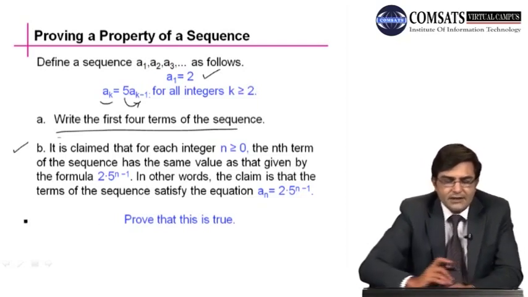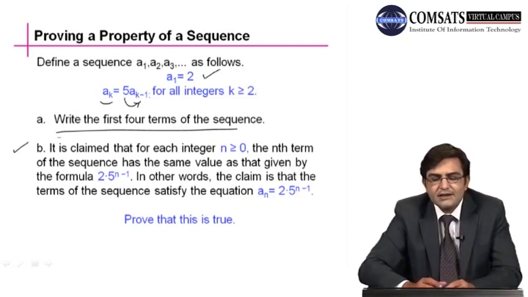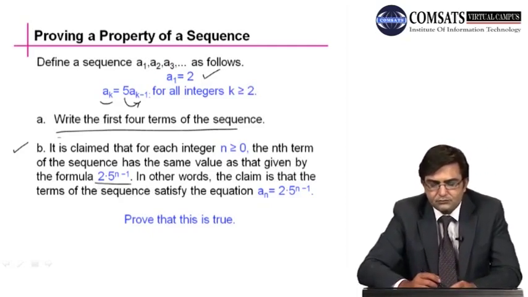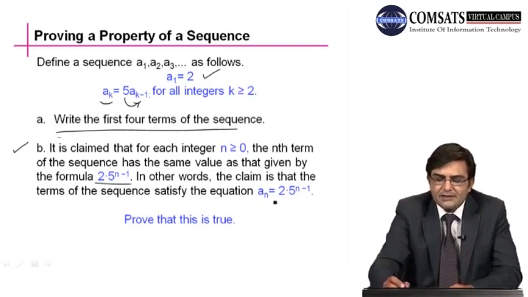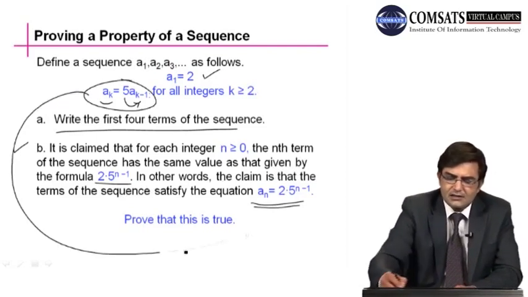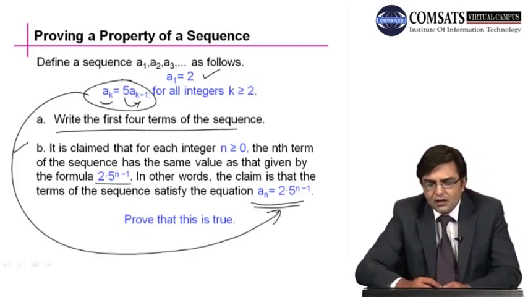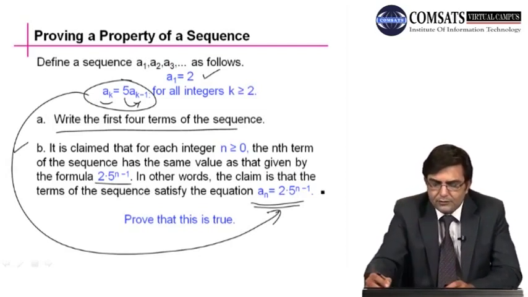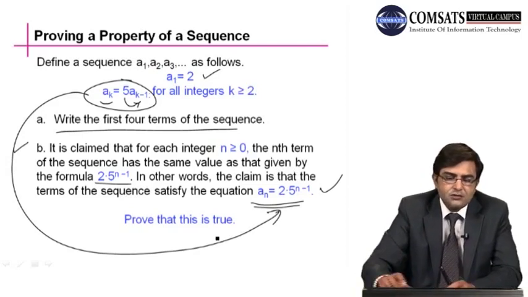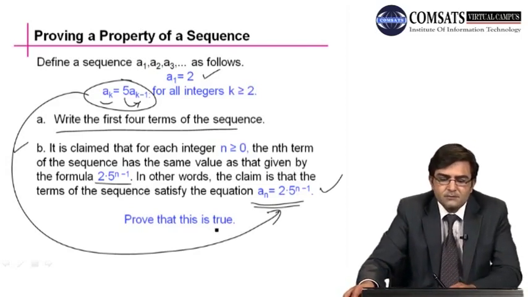The second part is, it is claimed that for each integer n greater than or equal to 0, the nth term of the sequence has the same value as given by the formula 2 into 5 power n. In other words, the claim is that the terms of the sequence satisfy this equation. That is, we can write this sequence like this. So prove that this is true. We have to prove that this is true. First we shall solve the first part, part a.